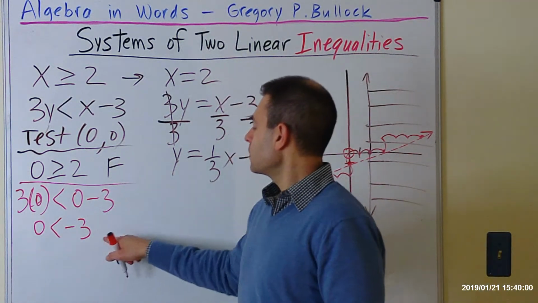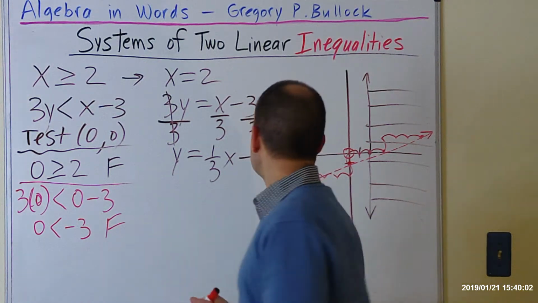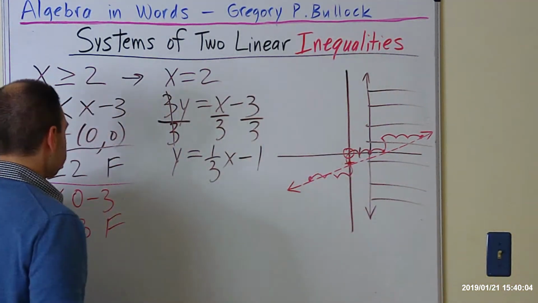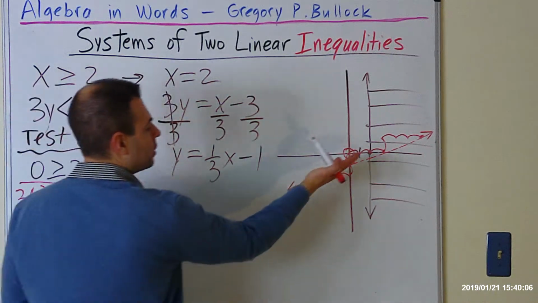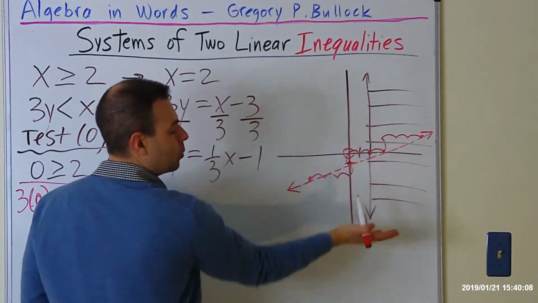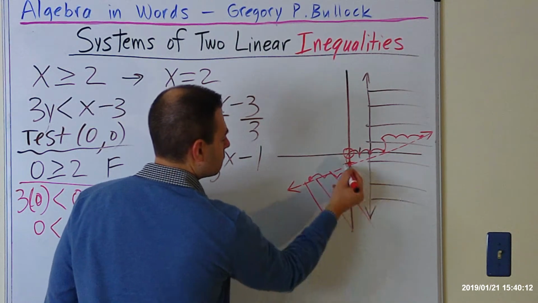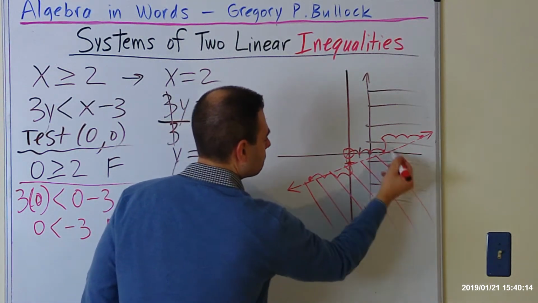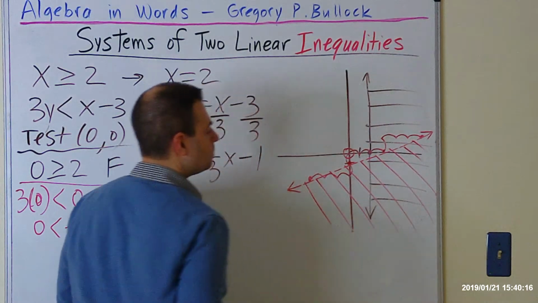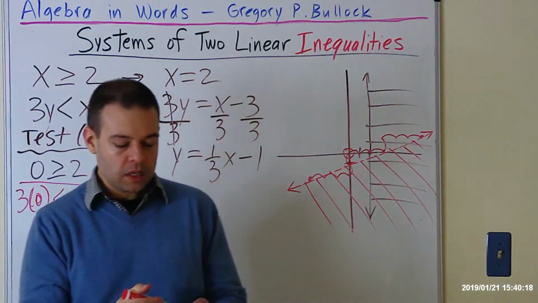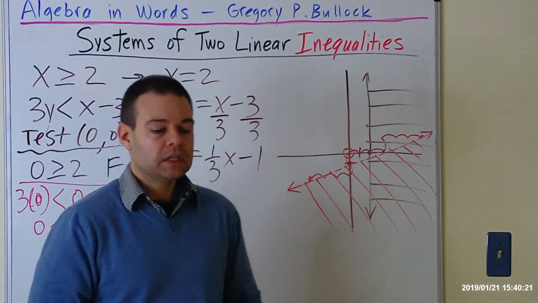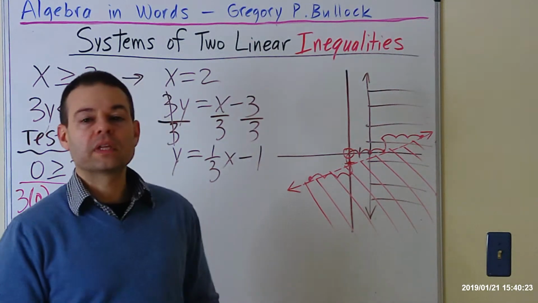So this is false. And let's come to our red line. And since this is false, do we shade the side with the test point or away from the test point? False means away from the test point. All right, there we go. So now the next thing is to look for the overlapping shaded region.